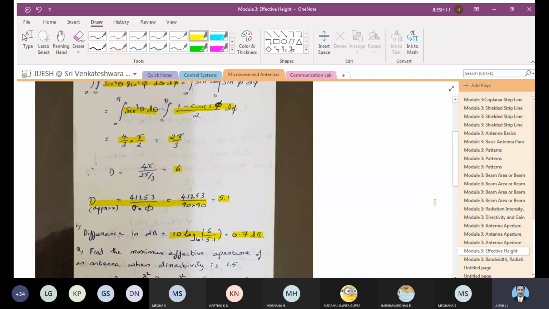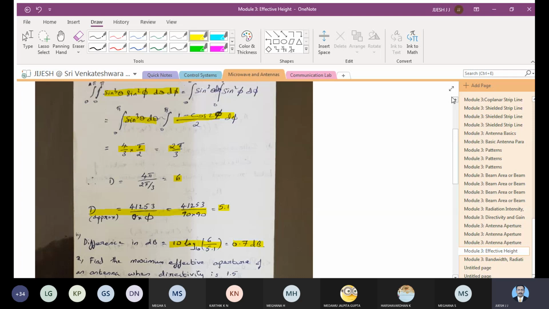So once you calculate that, you can complete the next problem. Here, this problem is very easy. Find the maximum effective aperture of an antenna where directivity is 1.5. So use the direct equation in order to find that. That is very easy to do. You have to just use the equation to find.